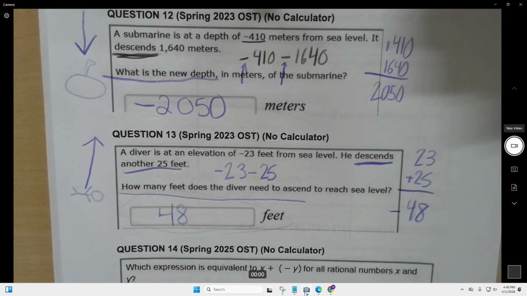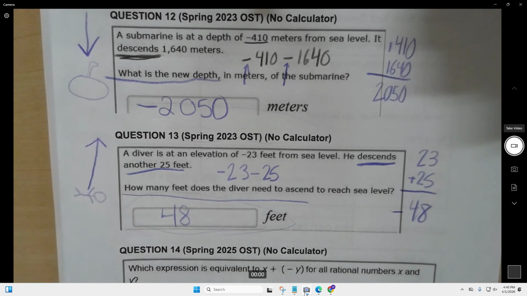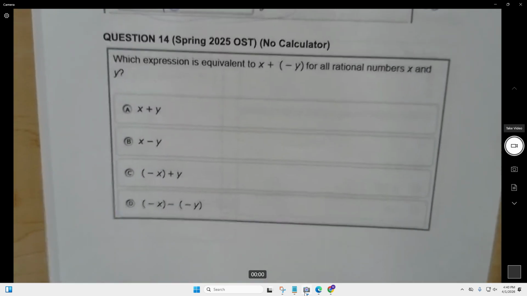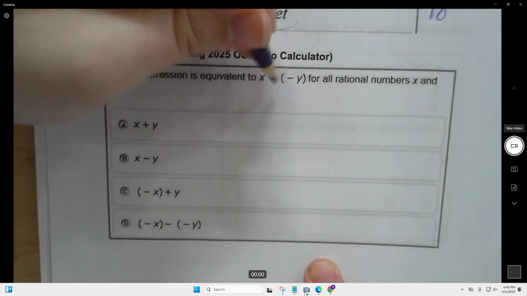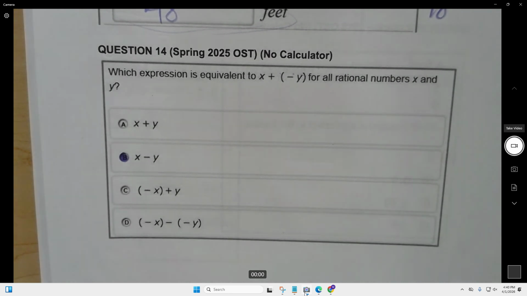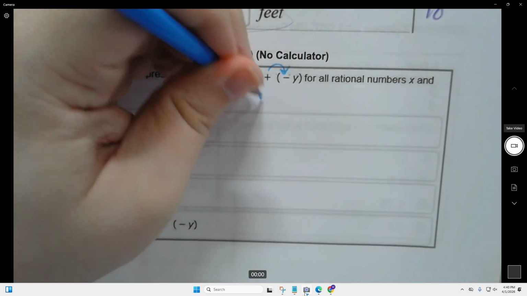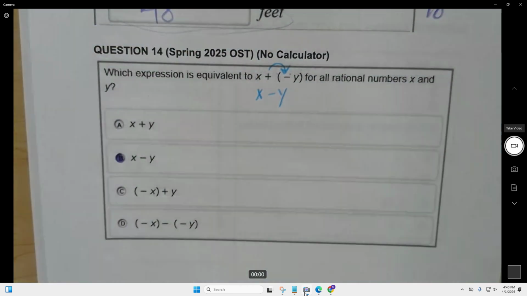Question 14. Which expression is equivalent to x plus negative y for all rational numbers? This is like the third time we've seen this question at this point, except it's in reverse. X plus negative y is the same as x minus y. I can go back to question 4 if you want to see an explanation on that. Just remember, distributive property, you would distribute this positive, and that would change nothing. You just get rid of the parentheses.